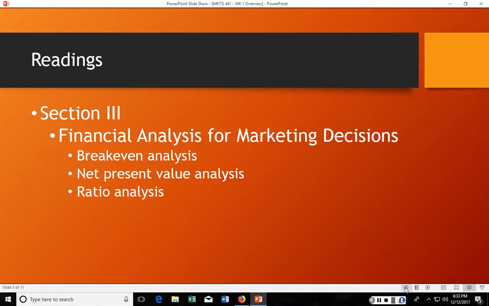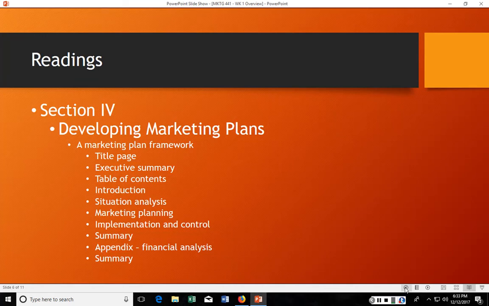Section 3 is about financial analysis for marketing decisions. You're all going to have to do some financial analysis for the marketing plan that you're going to write. So that's what section 3 is about. Section 4 is about developing marketing plans. And section 4 kind of gives us the outline that we are going to follow at the end of the term when you individually create a comprehensive marketing plan for a real company. So read chapter 1 and then read sections 2, 3, and 4 at the back of the book.